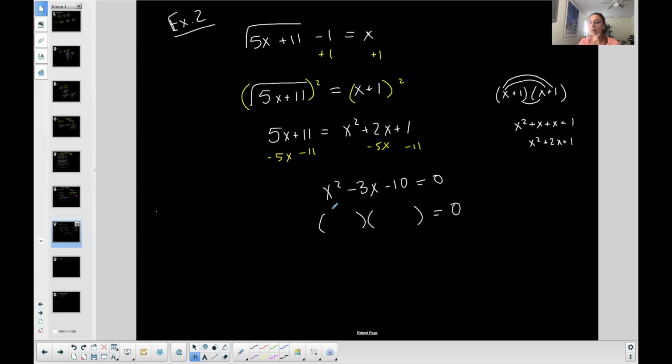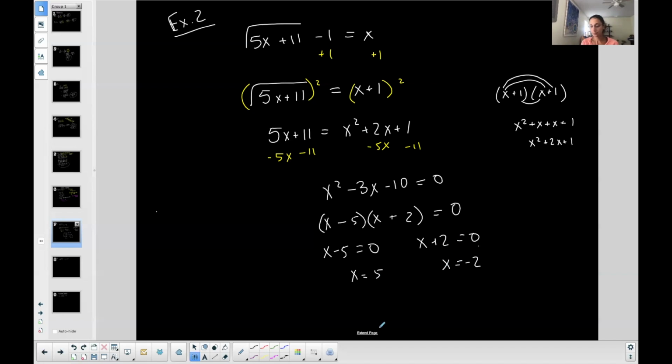This one looks like it can be factored. An x and an x. Two numbers that multiply to give me 10, 5 and a 2. And I want this negative and this positive because I want a negative 3. So my outer is going to give me 2x and a negative 5x, which will give me that negative 3x. So this is factorable. And then we set each of these factors equal to 0 and then solve for x. So plus 5, so x is 5. Subtract 2, x is negative 2.